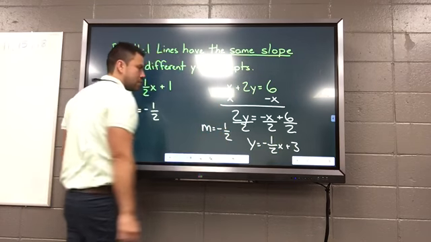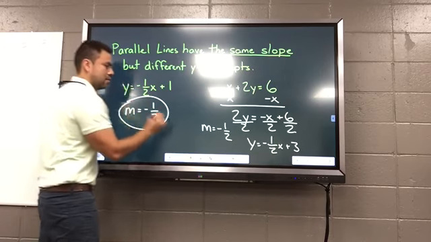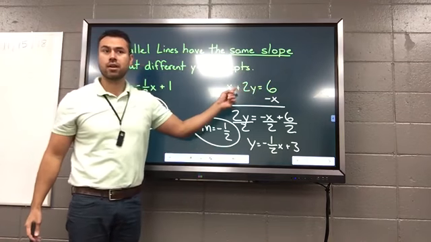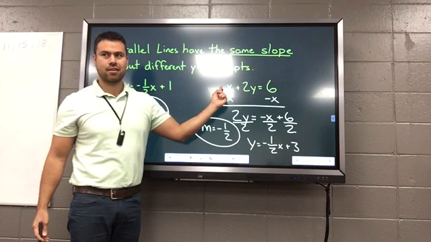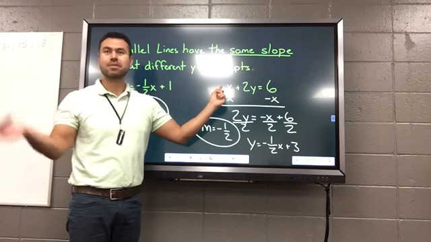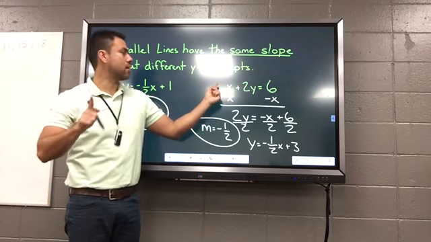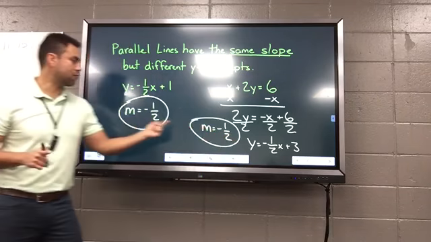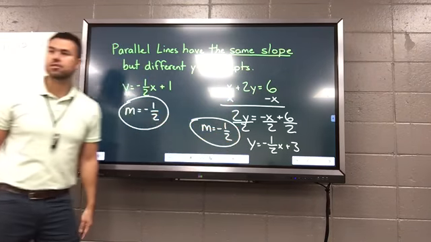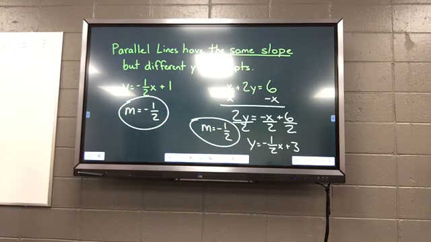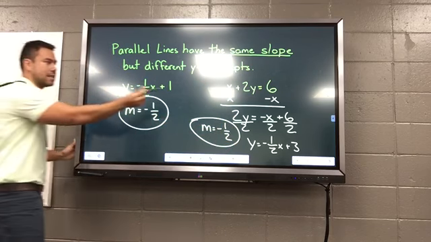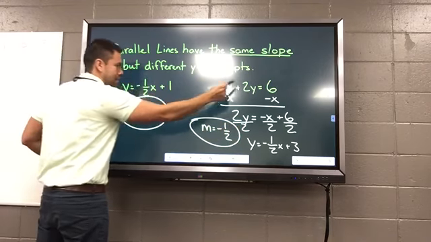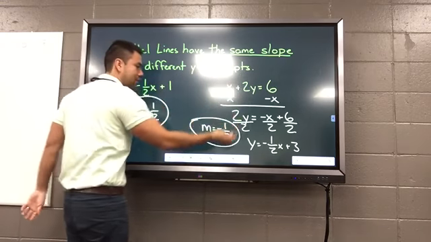Does anyone remember how to do it with negative a over b? Standard form? I didn't have to do all that work. What's a? 1. What's the opposite of a? Negative 1. What's b? 2. So negative 1/2. I could see that from standard form, or I can work it out and get slope-intercept form. That's review, not new stuff: how to get this into slope-intercept form, or even how to find the slope. So are these two lines parallel? Yes, even if I didn't graph them.